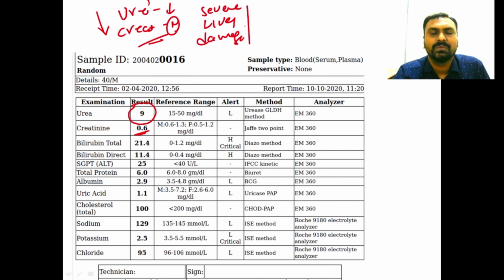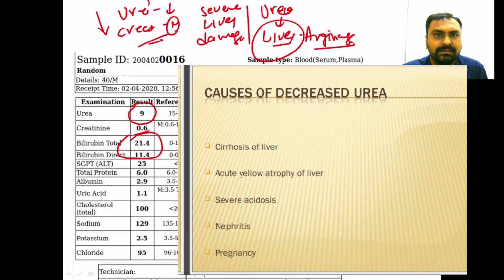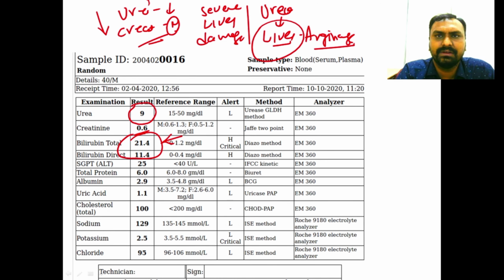As we know, urea is synthesized only in the liver, because the arginase enzyme is present only in the liver. So whenever there is severe liver damage, you can see here bilirubin is increased. It may be due to severe liver injury. Severe liver injury leads to hepatocellular damage, and the cells that produce urea will not form the urea. So urea level will be decreased.